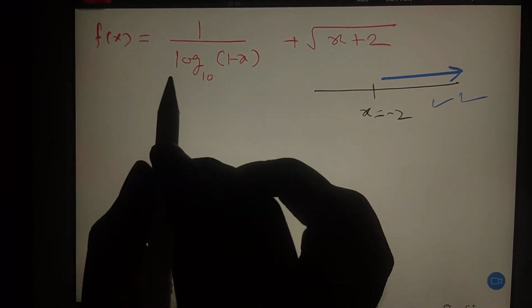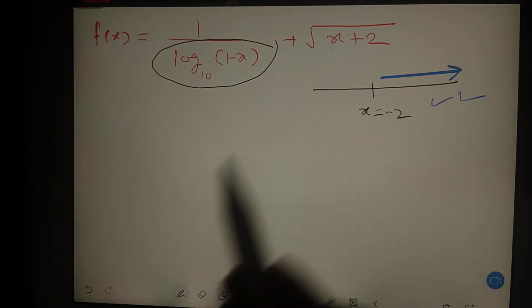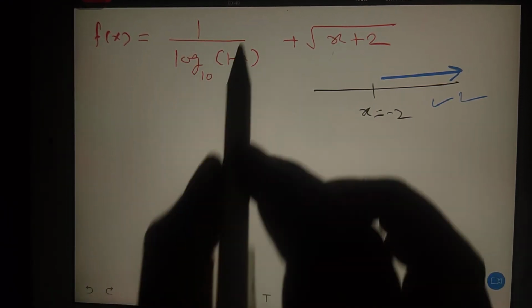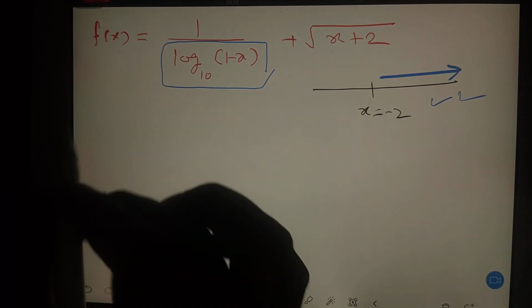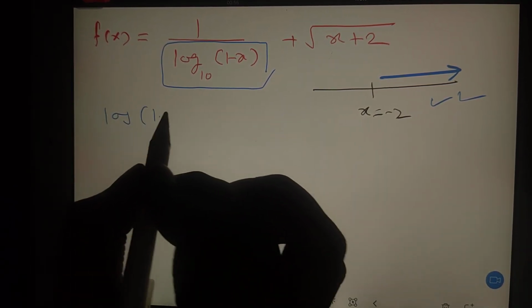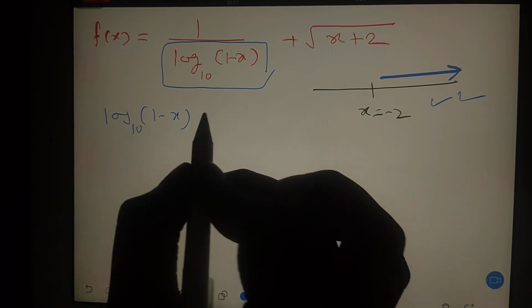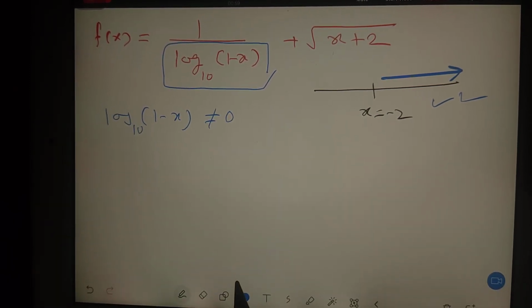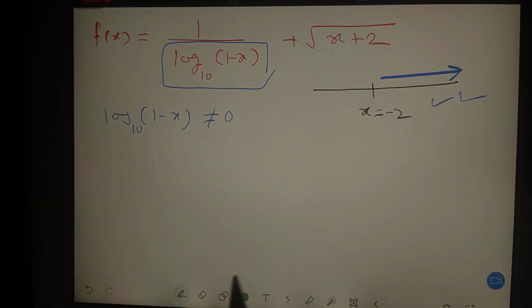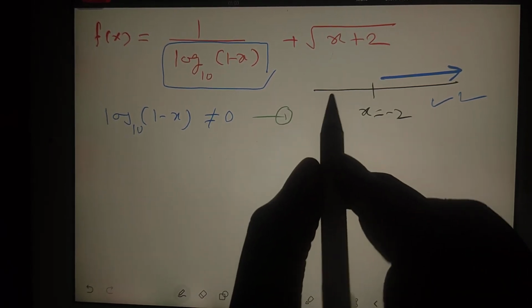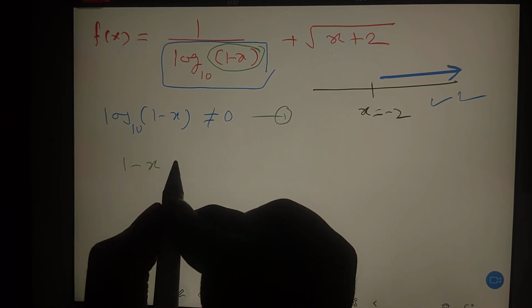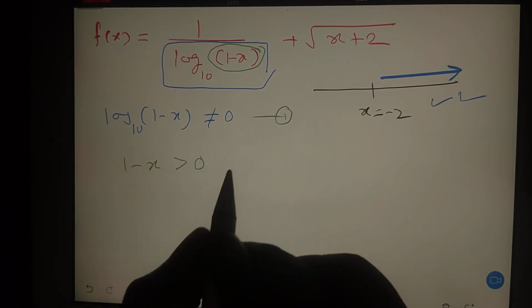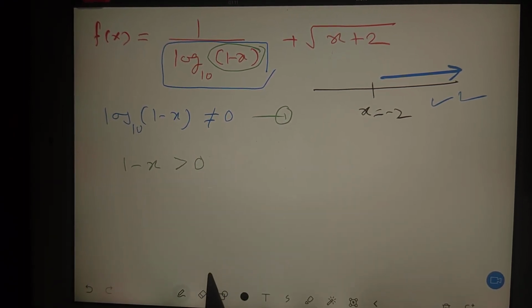So, joining again. See here, for this particular thing we have to focus in such a way that this total thing should not be equal to 0. First, log of 1 minus x base 10 should not be equal to 0 because of the denominator concept. So this is one condition we have to follow. Next condition, this 1 minus x should be more than 0. Why? Because it is in front of log, so log cannot be negative.